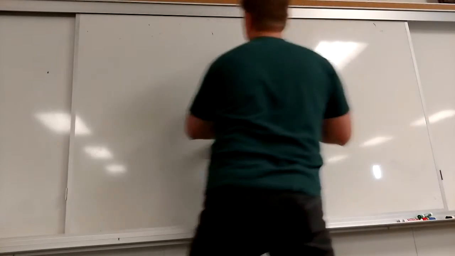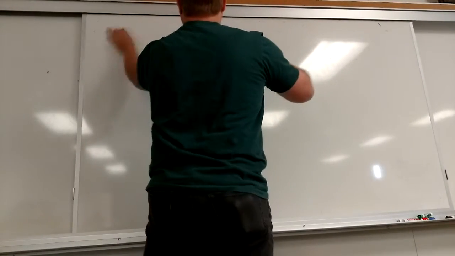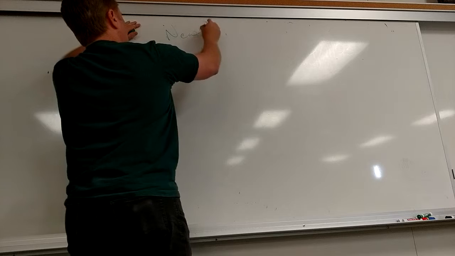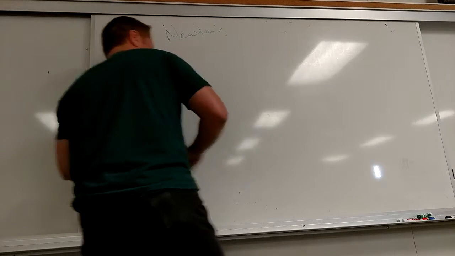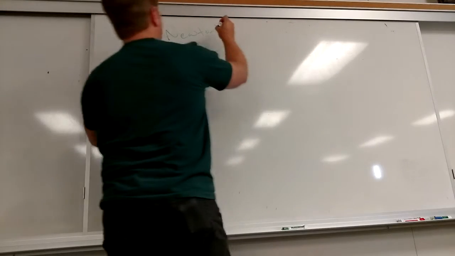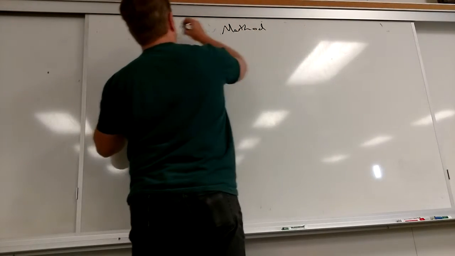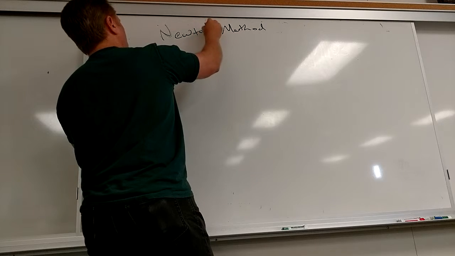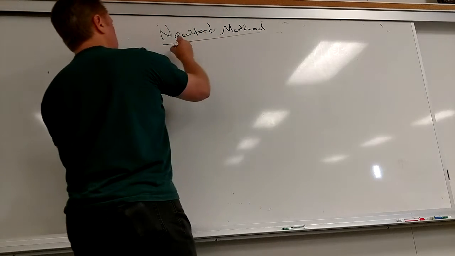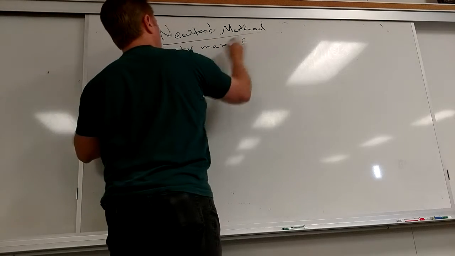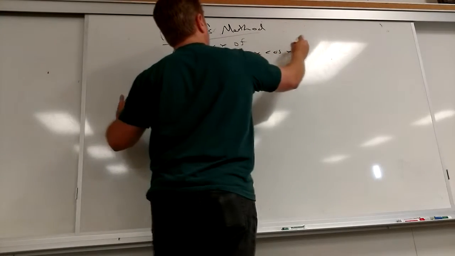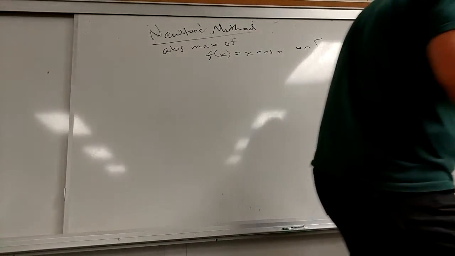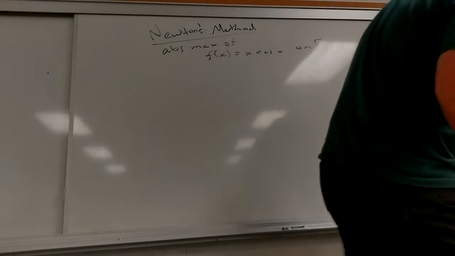Number 36 says use Newton's method to find the absolute maximum value of the function. So Newton's method, poor little dude. Newton's method, well hello, you work really well to find the absolute max of this on, where'd you go? There you are. 0 to pi.